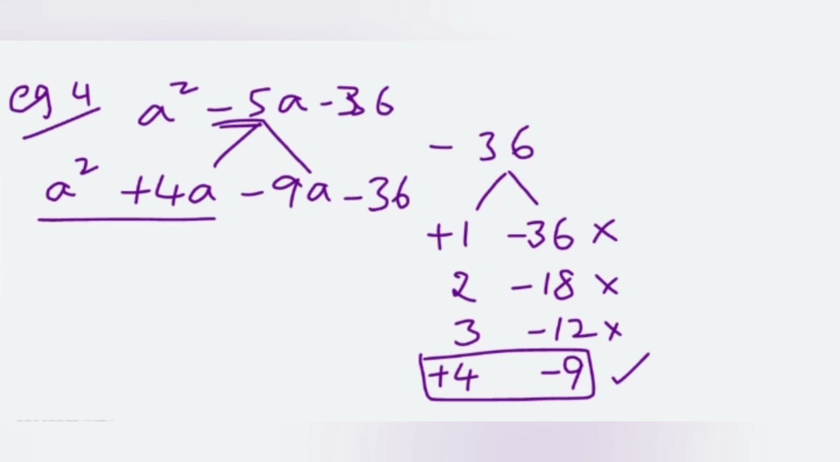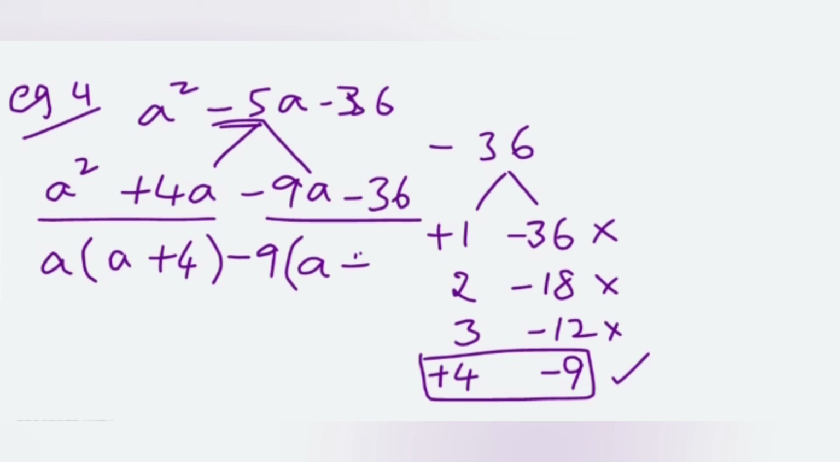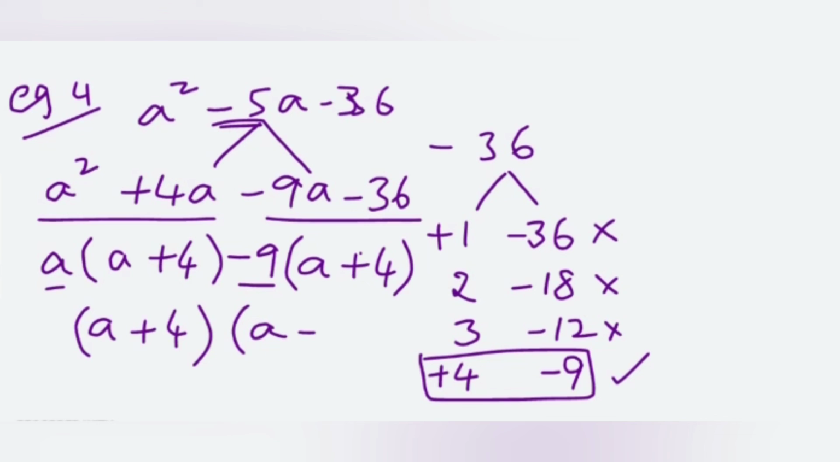Now take the first two terms as one group, last two terms as one group. Let us take a as common, a plus 4, and here you take minus 9 as common. You will get here also a plus 4. And now a plus 4 is common in both terms. So let us take a plus 4 as common. And what is left over? Here a is left, here minus 9 is left. A minus 9. So our answer is a plus 4 into a minus 9.